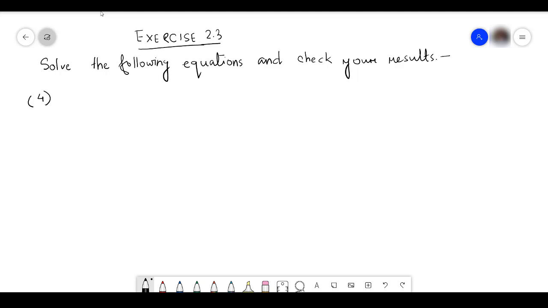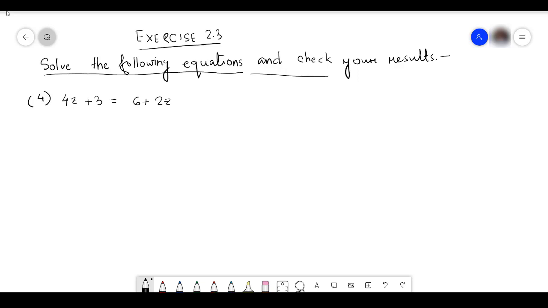So here we start with question number 4. What is given? The equation is 4z plus 3 is equal to 6 plus 2z. The question is to solve the following equations and check your results. So we have to solve this equation and find the value of the unknown variable, that is z here, and then we have to verify LHS and RHS of this equation for the evaluated value of z.